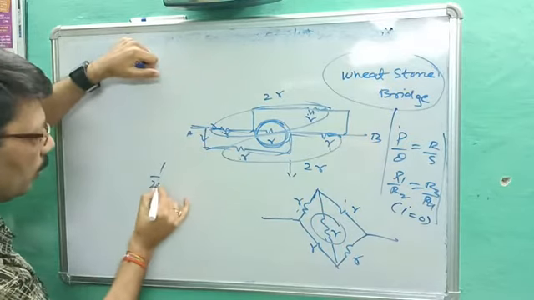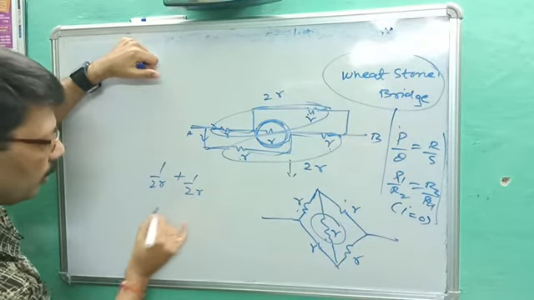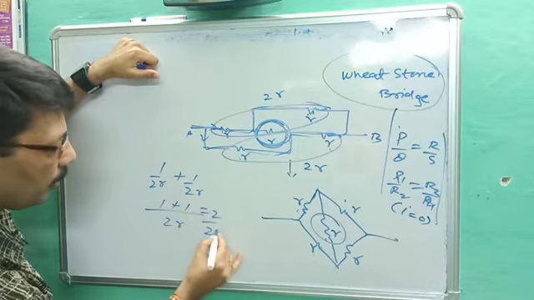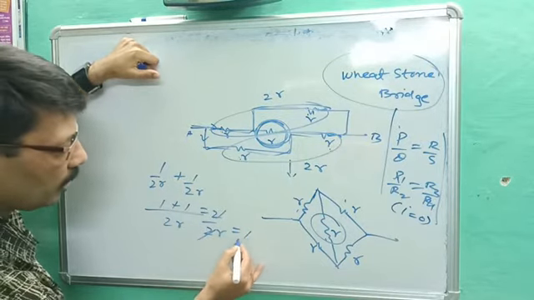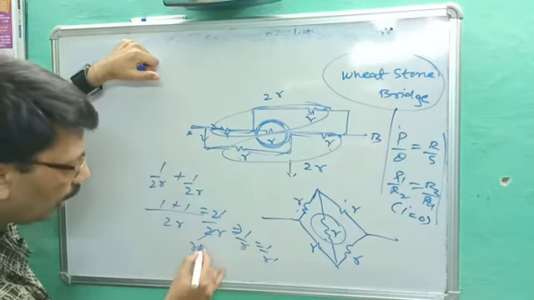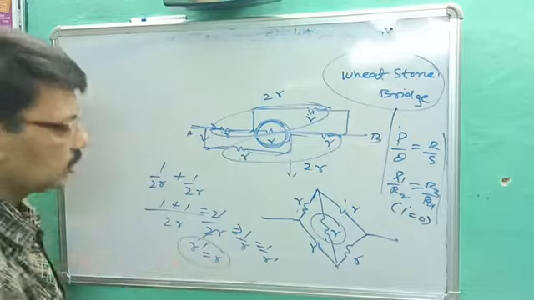So 1 upon 2R plus 1 upon 2R. The LCM becomes 2R, 1 plus 1. It becomes 2 upon 2R. The 2 cancels out. We will get 1 upon R. So 1 upon R is equal to 1 upon R dash. Okay, so R dash is equal to R. So the equivalent resistance becomes R.